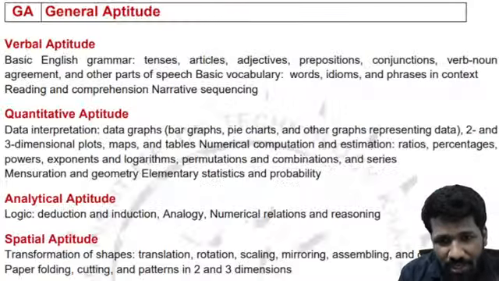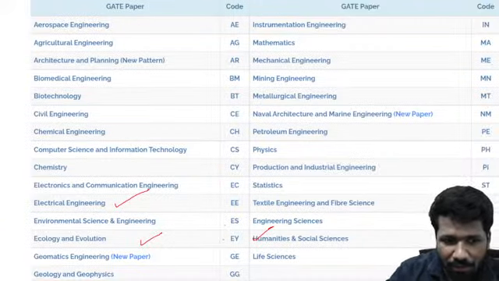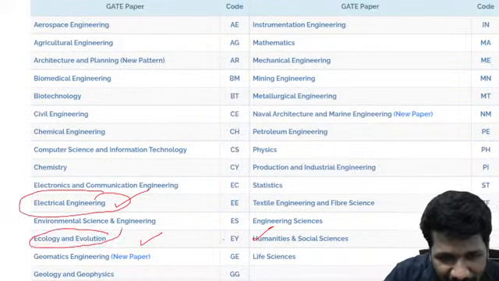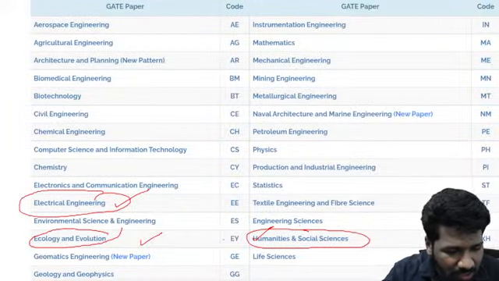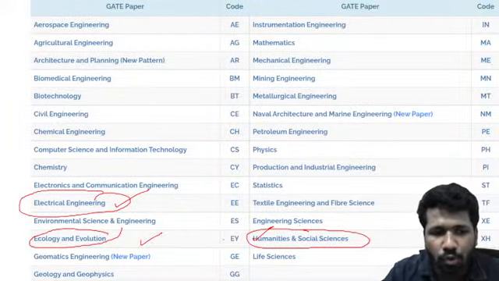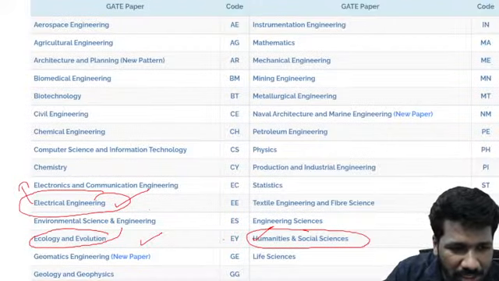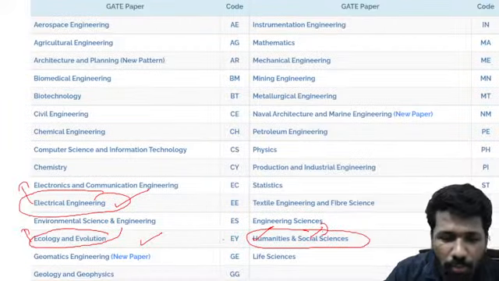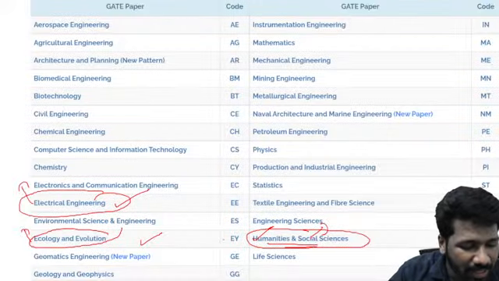Let me reiterate, all streams' aptitude paper is the same. As I told, what we discussed today was electrical engineering, ecology and evolution, humanities and social sciences. All these three streams have the same aptitude paper. That means this is a pure engineering stream, this is a pure science stream, and this is a humanities stream. All these three types of streams had the same question paper.